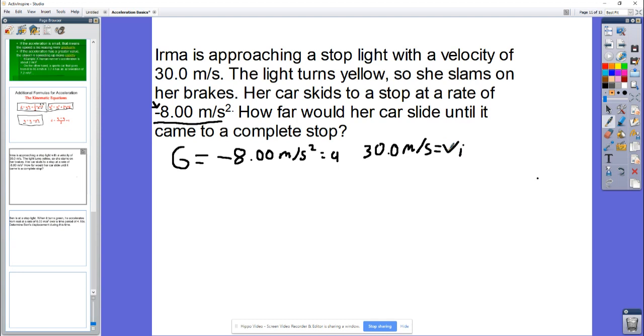And then do we notice anything else? There is one more thing we're given. We are actually given final velocity. Now, there are no other numbers in the problem, but we need to know the final velocity is going to be 0 meters per second. Why? Because it comes to a complete stop. All right, so we have 3 givens. Next is U for unknown. What are we looking for? How far? So how far would her car slide? It's displacement.